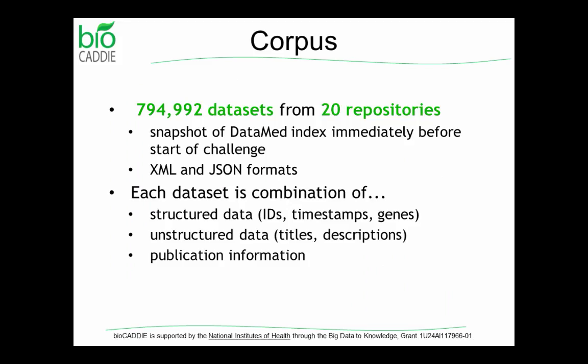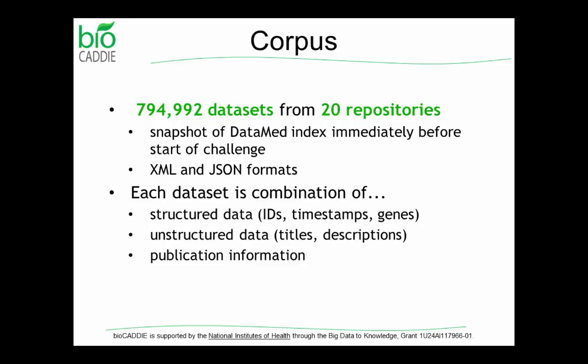So the corpus consisted of just shy of 800,000 data sets from 20 repositories. It was a snapshot of what was in the DataMed index right before the start of the challenge. So obviously there's more stuff there now, but the data sets were provided to participants in both an XML and JSON format.